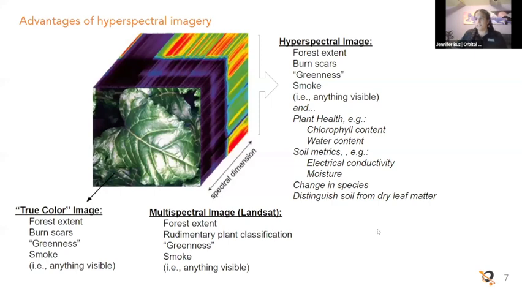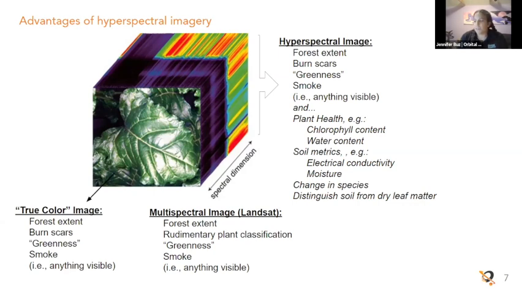And lastly, I want to get into a little bit more detail on the advantages that hyperspectral imagery offers, in particular when looking at plants. So again, when you have true color, you see basically what your eye sees. And so if you have imagery of a forest or a landscape, you can get things such as the extent of the forest. Are there burn scars? What changes there? How green are the plants, or are they brown? Is there smoke? Anything that your eye could see, that's what you would get in these true color images.